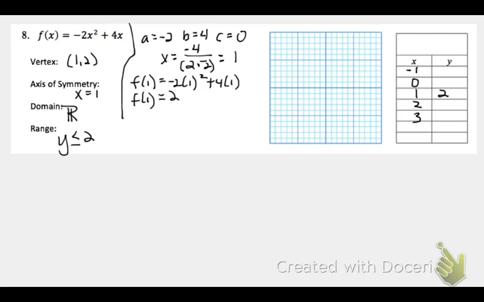The axis of symmetry is x equals 1. The domain is all real numbers. And since this graph opens down, the range will be less than or equal to 2, which is the y value of the vertex.